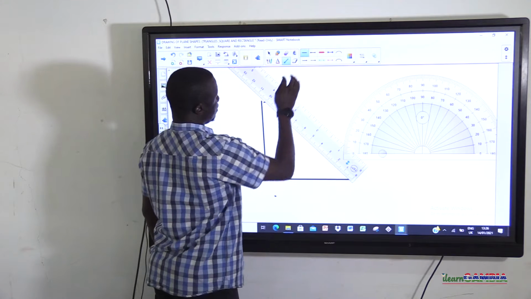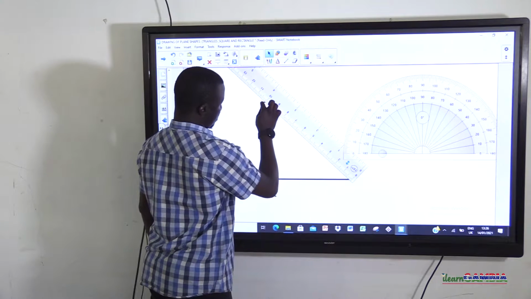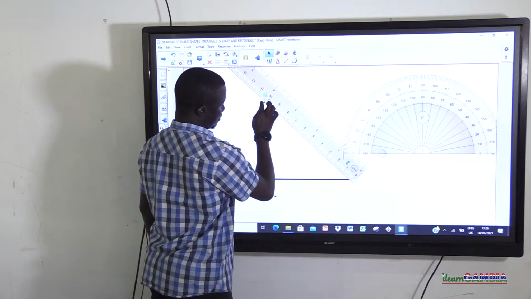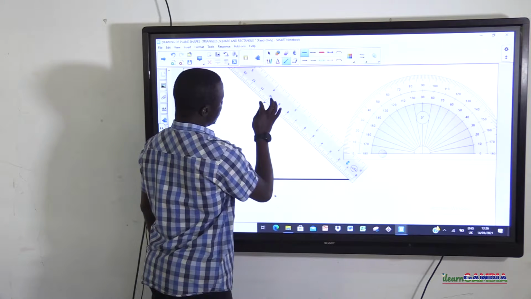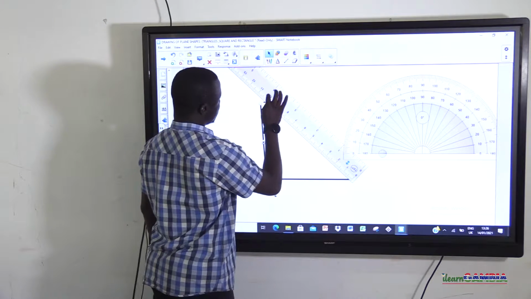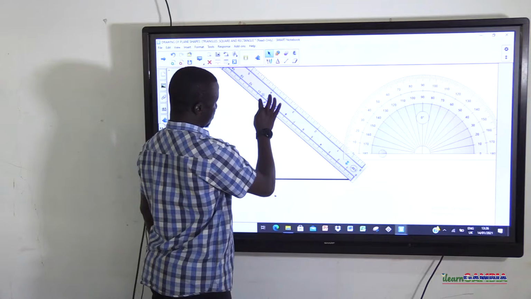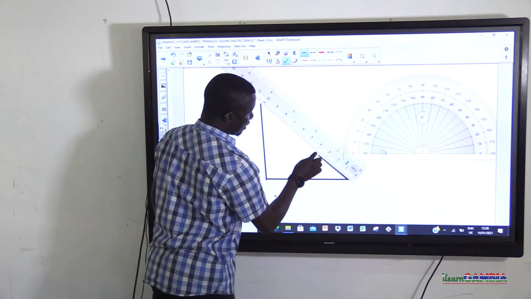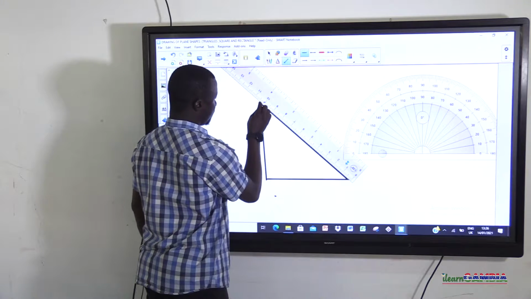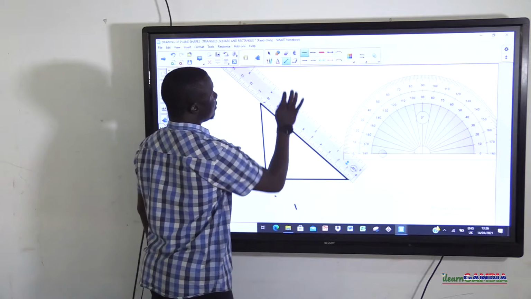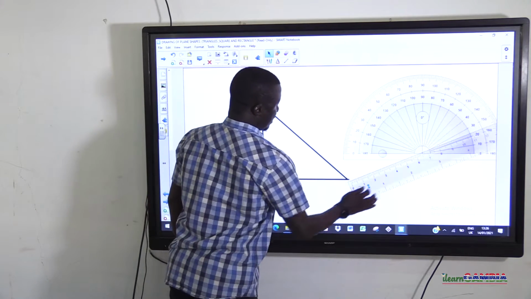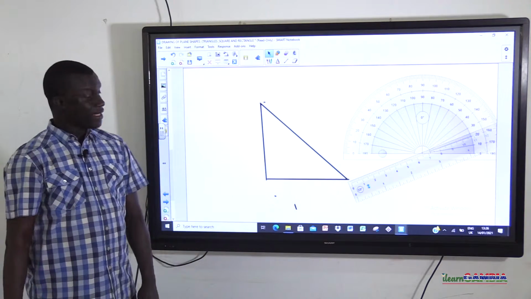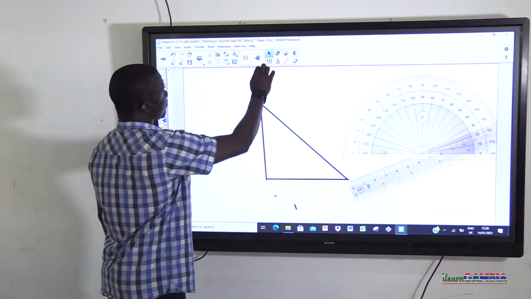And this would give us a perfect right angle. This would help us draw our straight line to complete our triangle. And then as you can see, this is our right angle triangle.